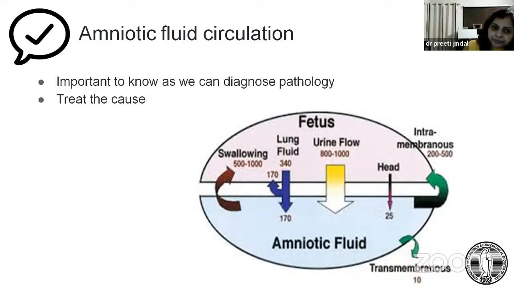So at 22 to 28 weeks, more or less, the fluid volume remains stable. And then, after 36 weeks, it starts decreasing at the rate of about 8%.